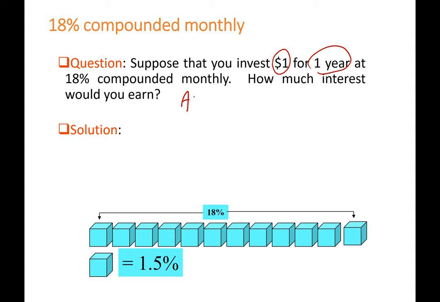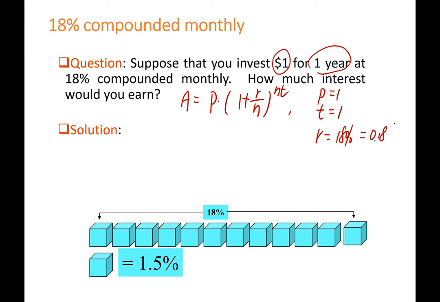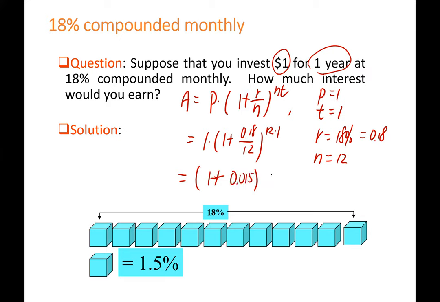So we do the ending balance first: P times one plus R over N, to the NT. Using the compound interest formula, P is $1, time T equals one, and the rate is 18%, which is 0.18. N equals 12, since it's compounding monthly. Now we plug all of this into the formula. So you get one times one plus 0.18 over 12, raised to 12 times one. This is one plus 0.18 over 12, which is right around 0.015, raised to the 12th power. So now let's use Excel to get this.